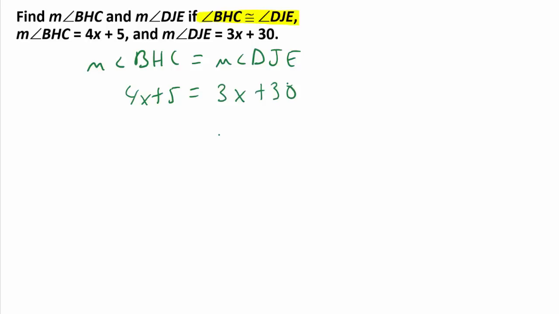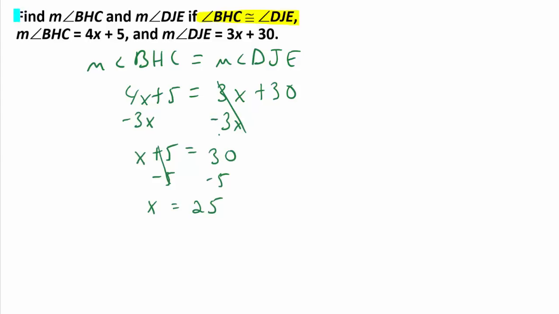So I'm going to subtract 3x from both sides. On the left side of the equation, I'm left with x plus 5 equals 30. I'm going to subtract 5 from both sides. And on this side, I'm left with x equals 25. But that's not what they're asking for. They want us to find the measure of BHC and DJE.